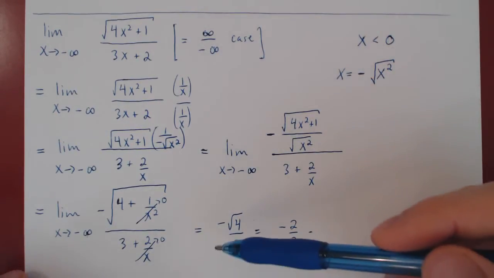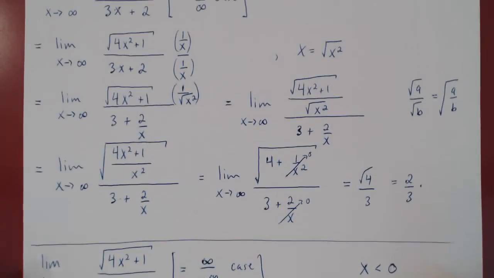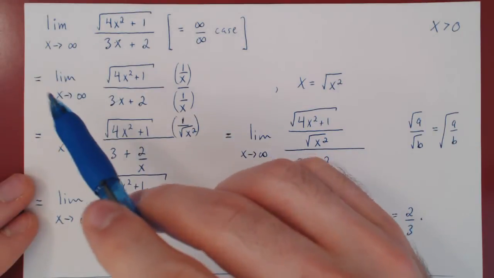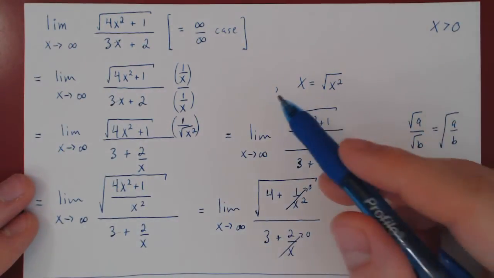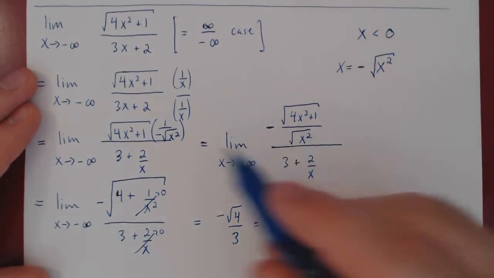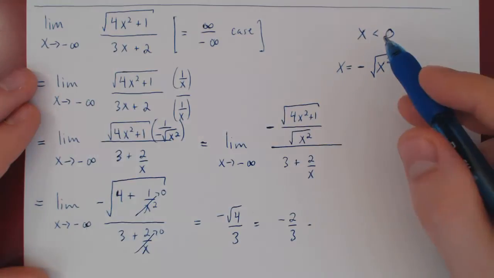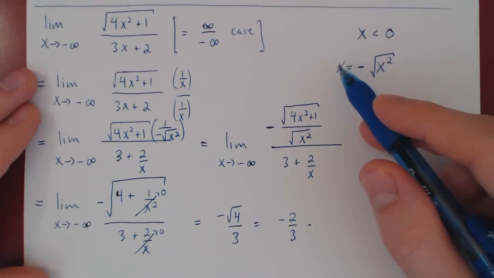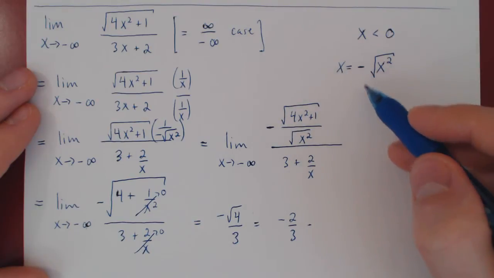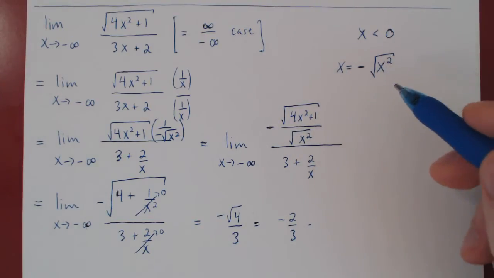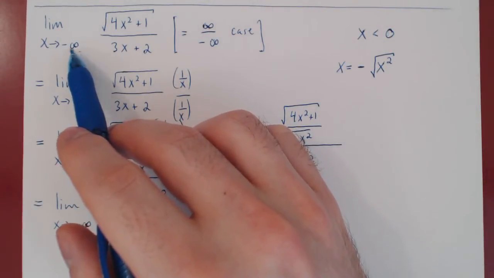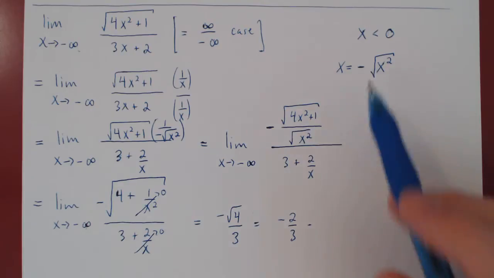So you see, everything was the same as in the previous example. The only difference here, as we approached positive infinity, x was positive, and so x was the root of x squared. But if we approach negative infinity, then x is negative, and so it no longer is equal to the root of x squared, but now the negative of the root of x squared. So always be very careful when you let x approach negative infinity to not forget the negative sign if you have an even root.